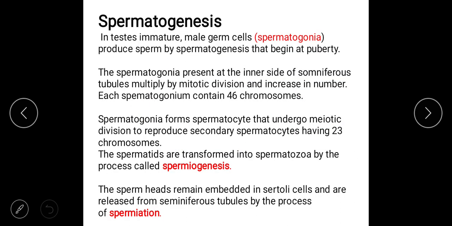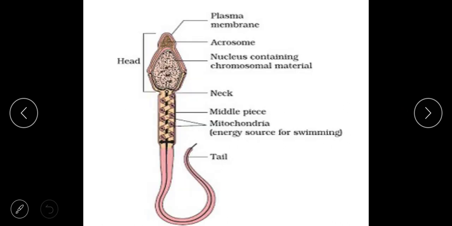So spermatogenesis, whatever I have just told you, has been mentioned over here. At last, after spermiogenesis, what happens to these spermatozoa? The sperm heads get embedded inside the Sertoli cells, and then later on they are released from the seminiferous tubules. We call this process spermiation. So please do not get confused with the terms spermiation, spermiogenesis, and spermatogenesis.